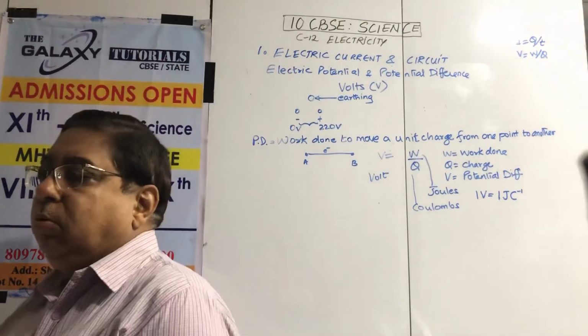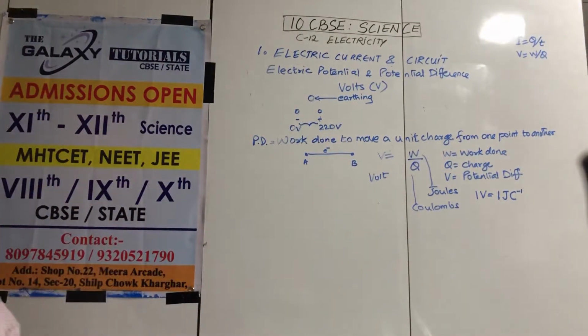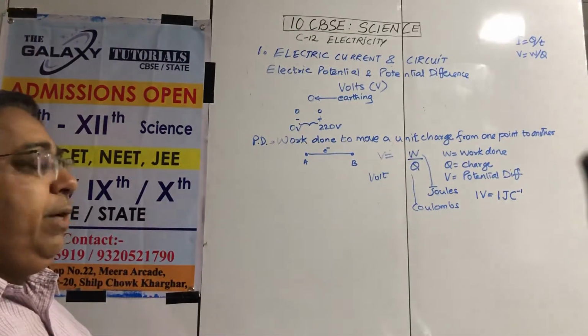This system you already know in laws of motion. In your lower standards, we write S minus 2 meters per second, okay, or meter per second square.